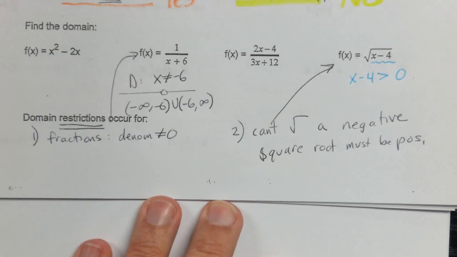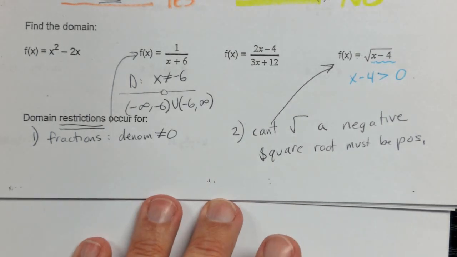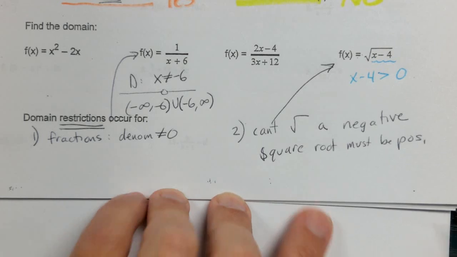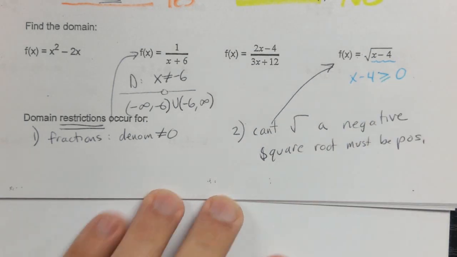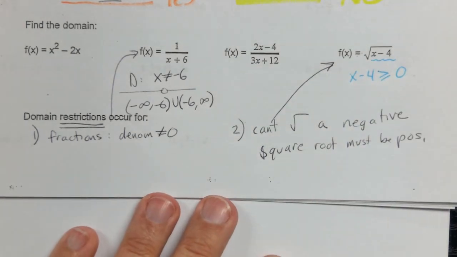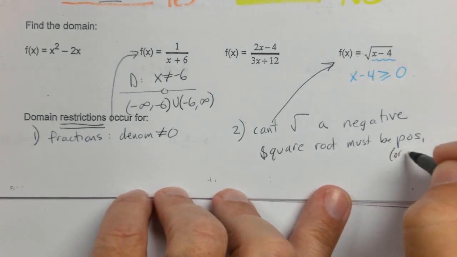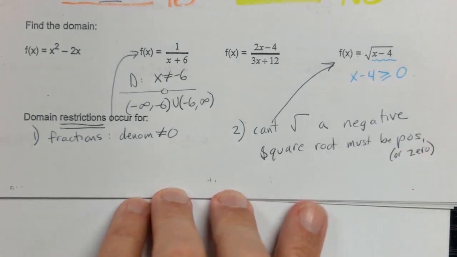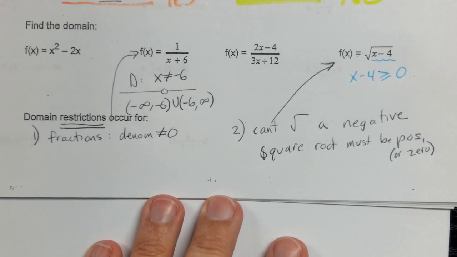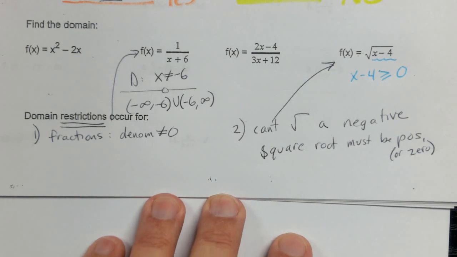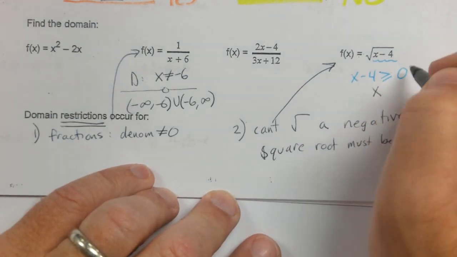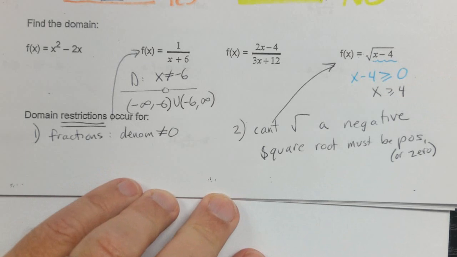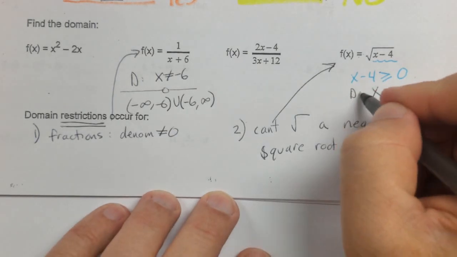Ooh, what about equal to 0? Can you take the square root of 0? Is there a number that multiplied by itself gives you 0? Yeah. So you can equal 0. You can take the square root of 0. I guess we should be technical and say must be positive or 0. So how you handle that is you take whatever's under the square root and just say it's got to be greater than or equal to 0. So move the 4 over. X has to be greater than or equal to 4.